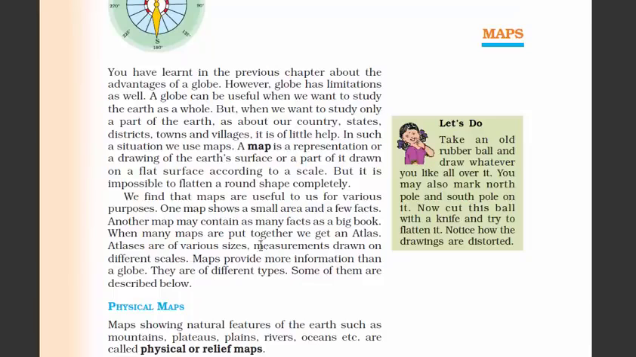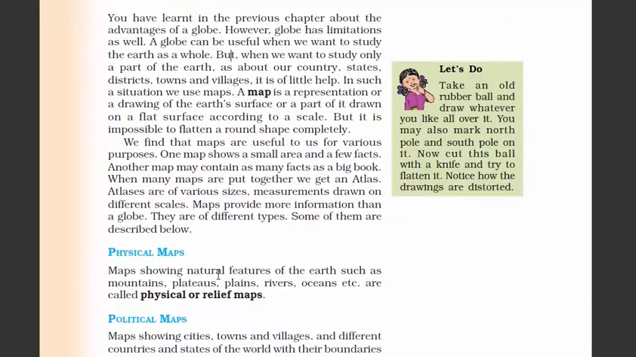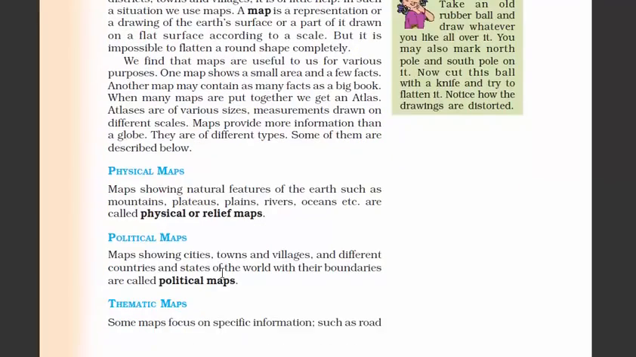So broadly, maps are of three types: physical map, political map and thematic map. A physical map shows physical features of the earth like mountains, plateaus, plains, rivers, etc. A political map only shows countries, cities, towns and villages with their boundaries. Thematic maps are the information maps. They are the road map, rainfall map, vegetation map and forest map.